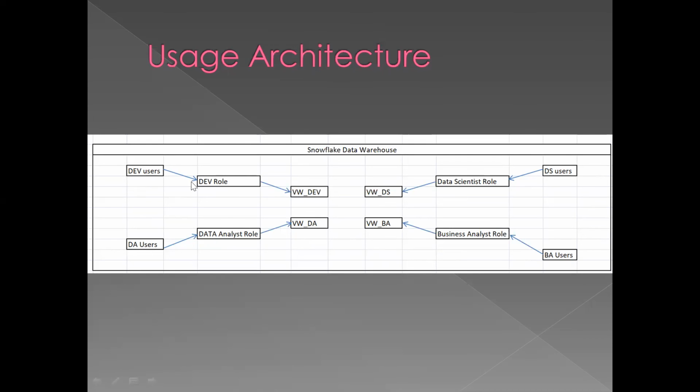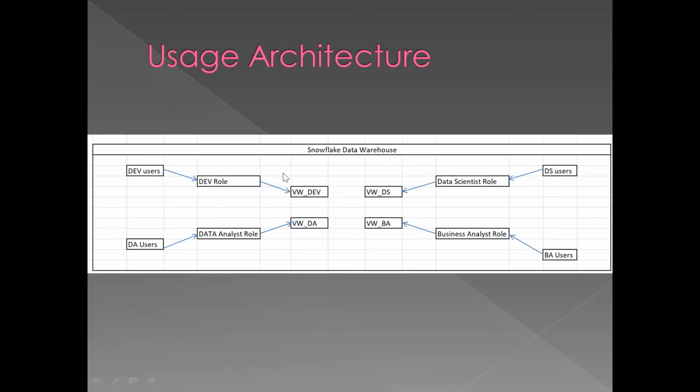So the dev users are going to have a specific dev role. The data analyst is going to have a data analyst role. The data scientists are going to have the data scientist role, and business analysts are going to have the business analyst role. Based on the role, a specific role can access only a specific virtual warehouse. The dev users have access to virtual warehouse underscore dev. The data analysts have access only to VW underscore DA. The data scientists have access to VW underscore data science, and business analysts have access to their own virtual warehouse.